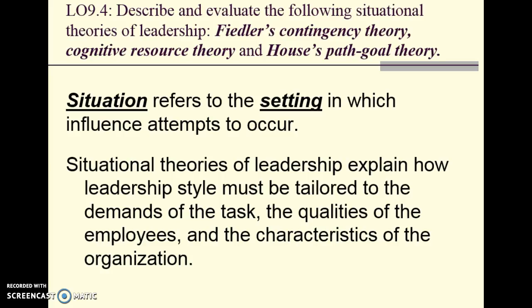Situation refers to the setting in which influence attempts occur. Situational theories of leadership explain how leadership style must be tailored to the demands of the task, the qualities of the employees, and the characteristics of the organization.